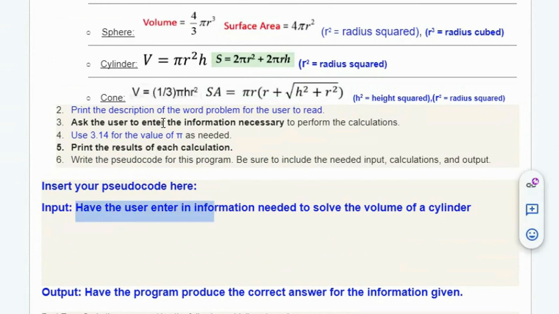All right, this is good. We got the user part. Enter information needed to solve the volume of a cylinder. Okay, so we're looking at pi r squared times height, and surface area is 2 pi r squared plus 2 pi radius times height. Output: have the program produce the correct answer for the information given.